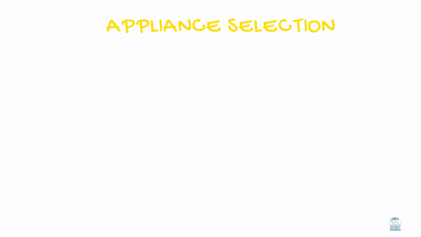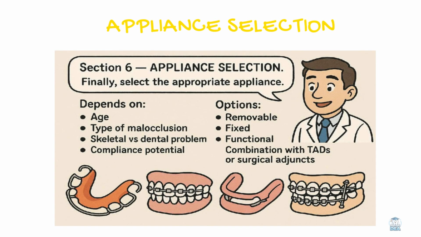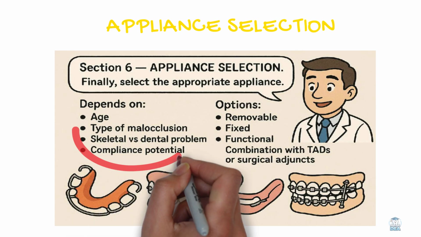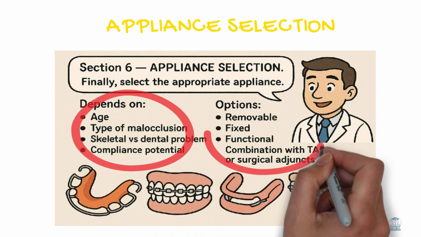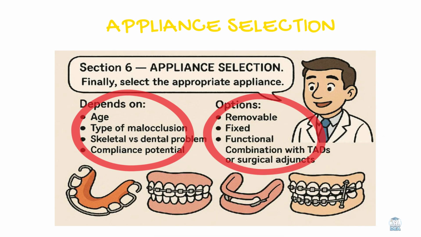Finally, appliance selection. Choose appliances based on age, type of malocclusion, skeletal versus dental problem, and patient compliance. Options include removable, fixed, functional, or combinations with TADs or surgical adjuncts.